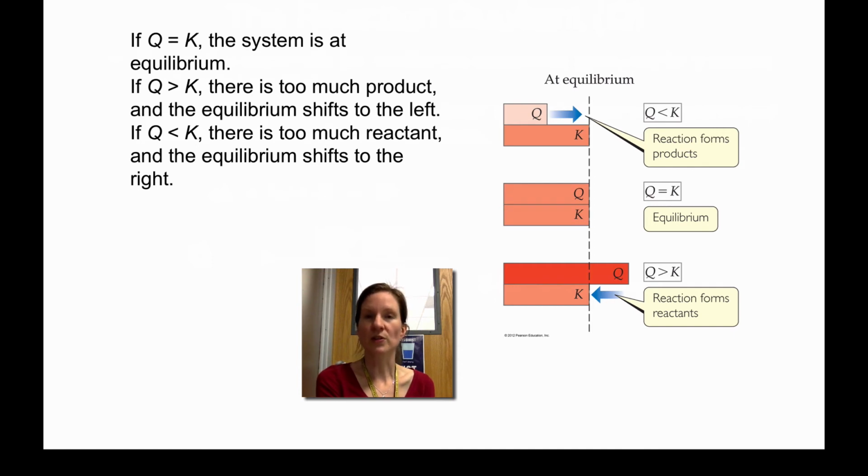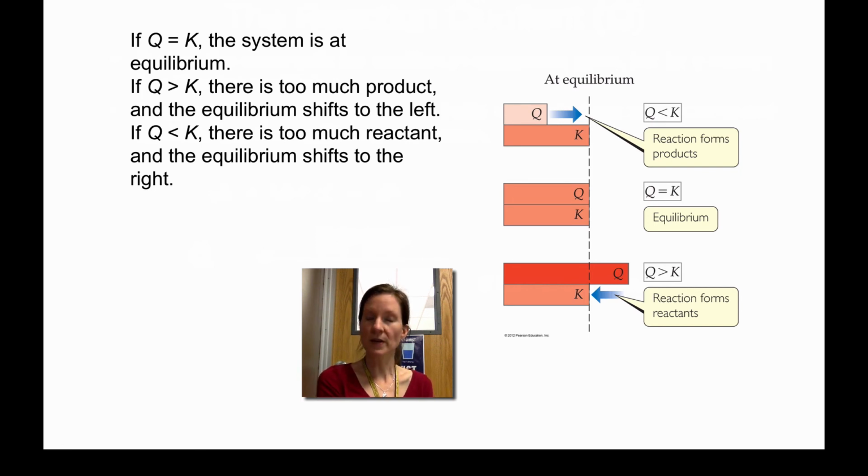The reason we shift towards the reactants is that to make Q get smaller, we have to increase the denominator to bring the value down. Right? So if Q is too big, we will shift to the left and make more reactants. If Q is too small instead, if Q needs to become bigger in order for equilibrium to be reached, that means we'll shift towards production.